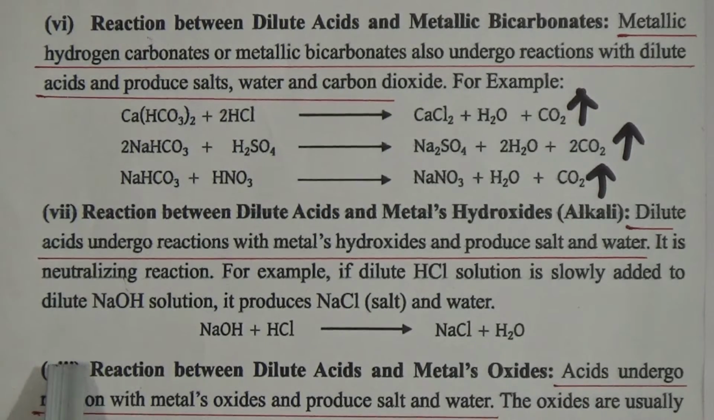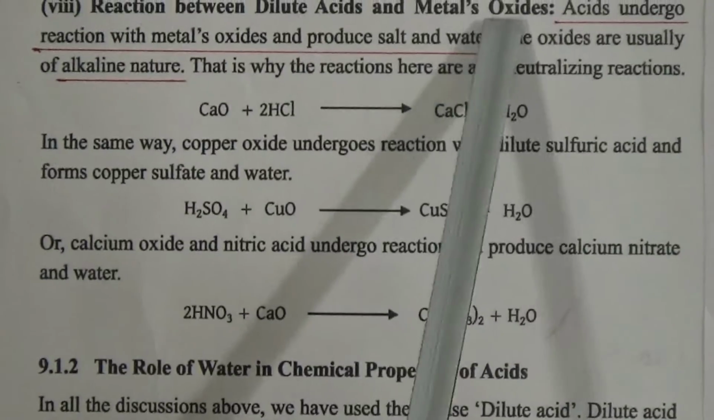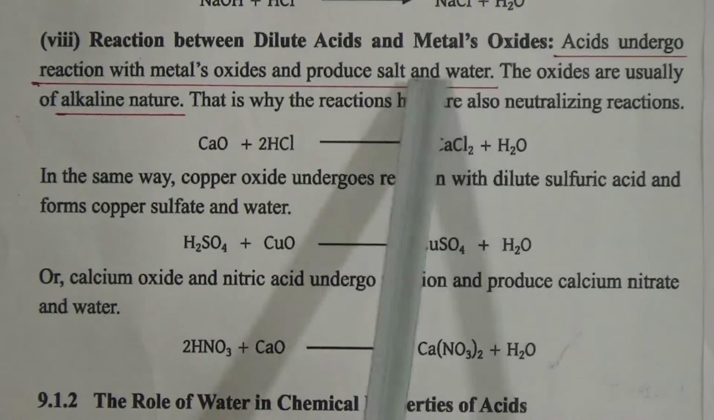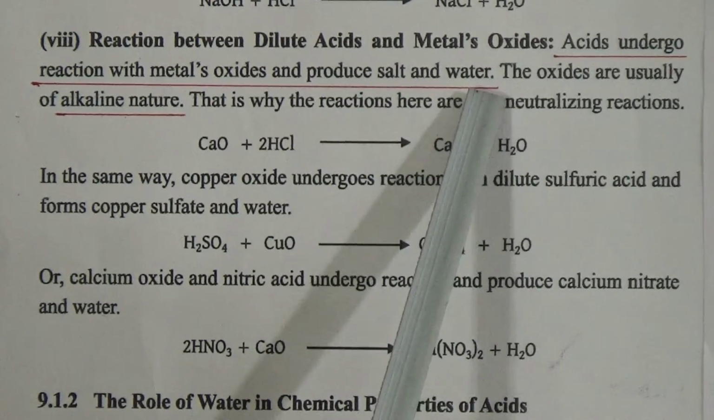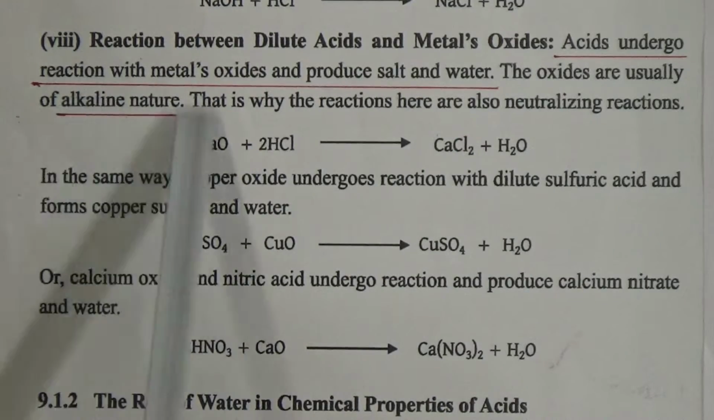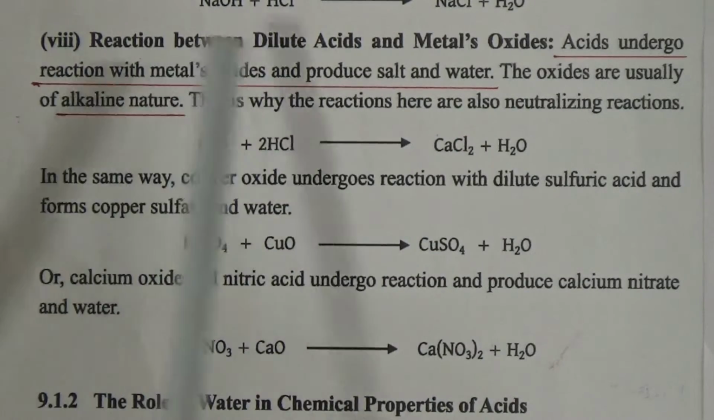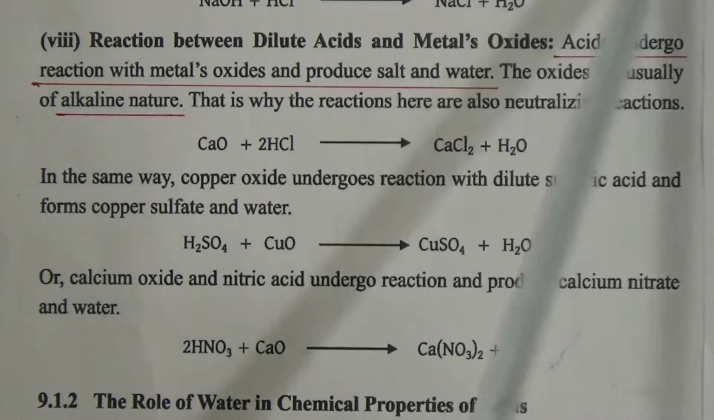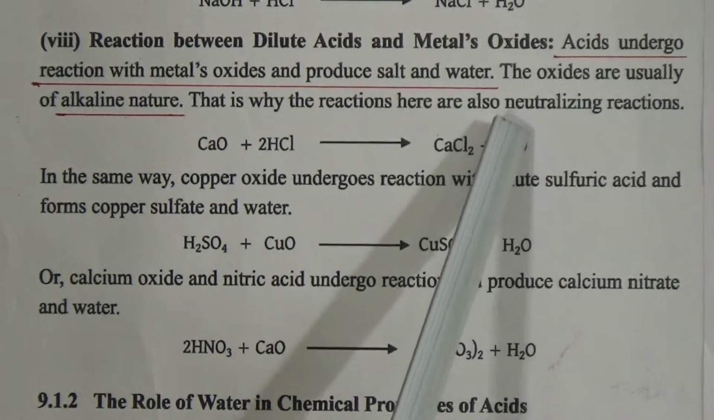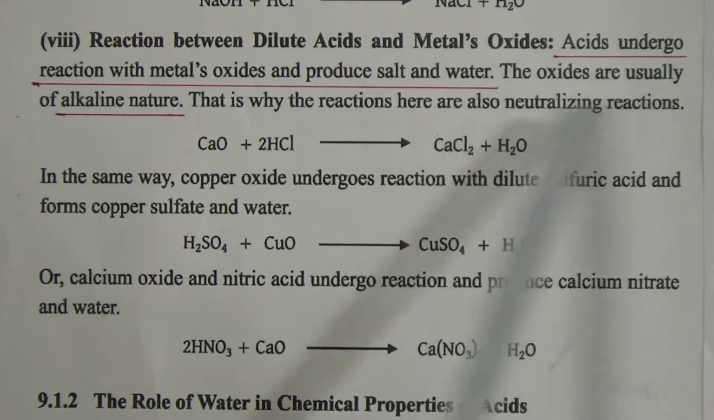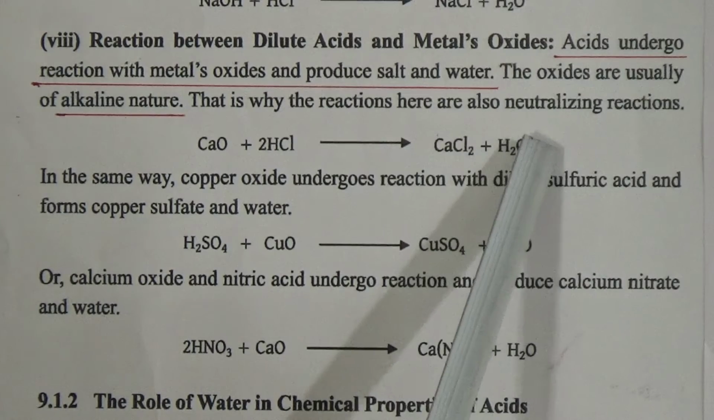Now come to the last characteristic, the reaction between dilute acid and metal oxide. Acids undergo reaction with metal oxide and produce salt and water. I have told you that metallic oxide is also alkaline in nature, and metallic hydroxide is also called alkali. That is why when the acid reacts with metallic oxide and hydroxide, it will produce salt and water.